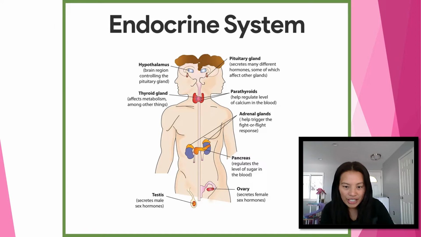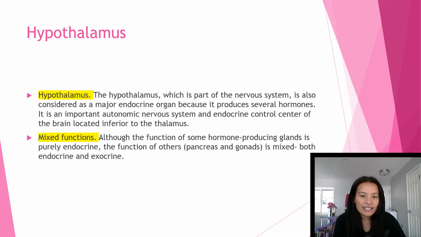And the pancreas, this is the little worm-looking one. Pancreas regulates the level of sugar in the blood. And ovary secretes female sex hormones. And testis secretes male sex hormones. So first, let's discuss the hypothalamus.